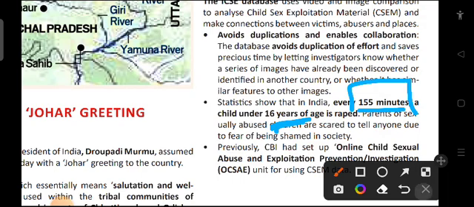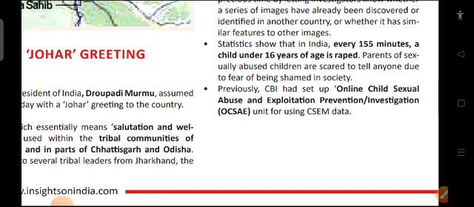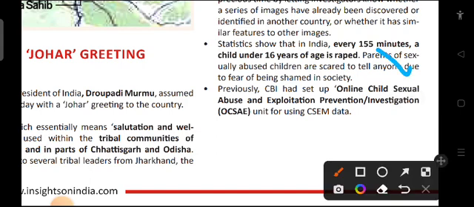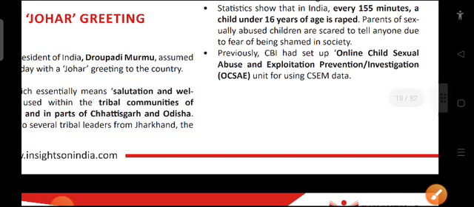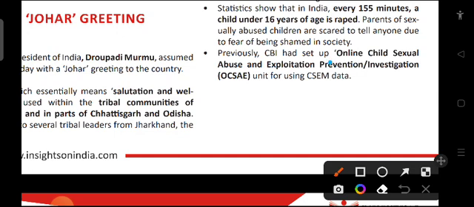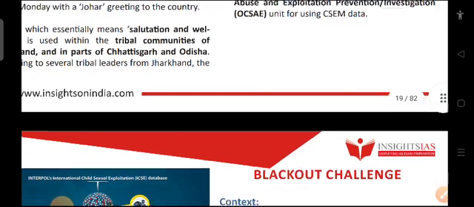Parents of sexually abused children are scared to tell anyone due to fear of being ashamed in society. So this particular stigma has also to be broken down. They are victims and not criminals. They need justice. Previously, CBI had set up the Online Child Sexual Abuse and Exploitation Prevention or Investigation unit, which is called OCSAE, for using CSEM data. CBI introduced this unit.